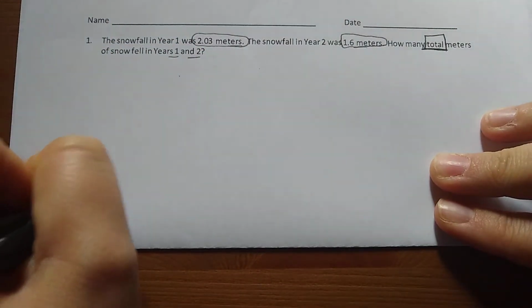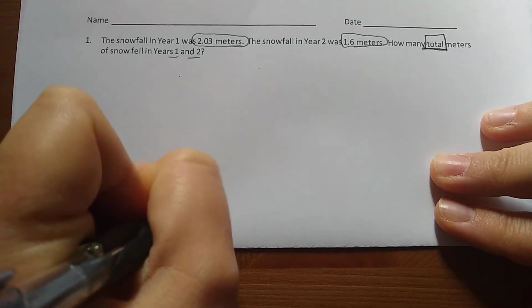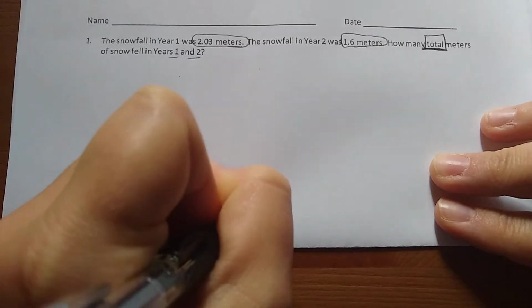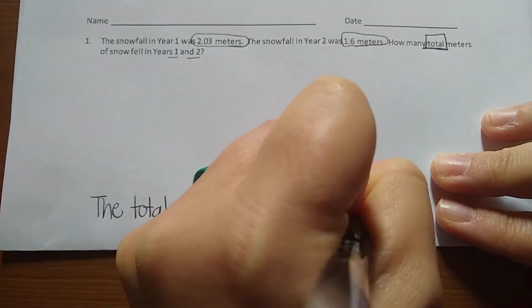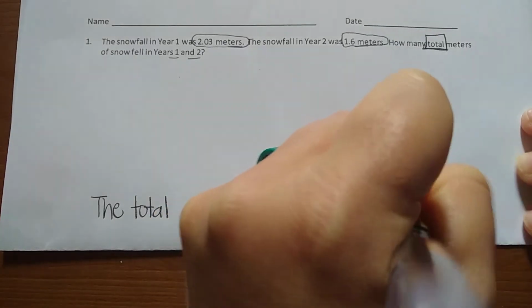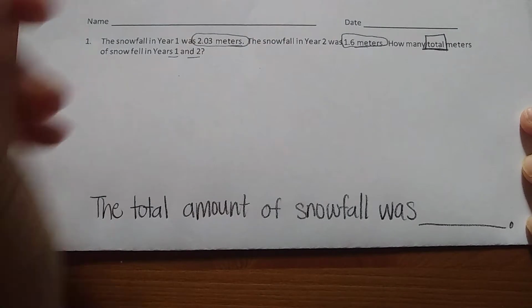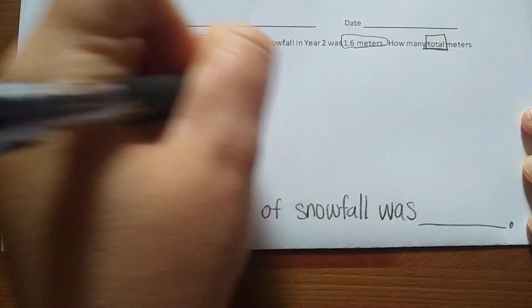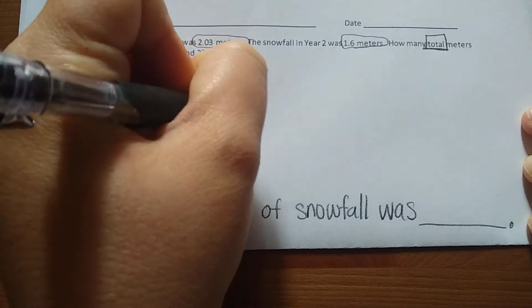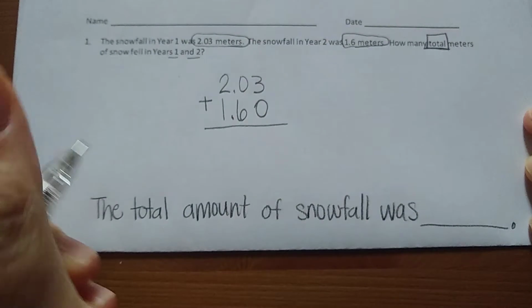So the total amount of snowfall was blank. So I'm looking for totals. I'm going to add, subtract, multiply, or divide. I'm going to add them together. And I'm going to set it up like that.